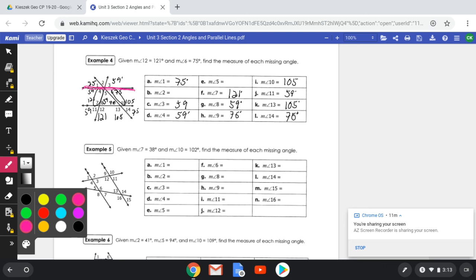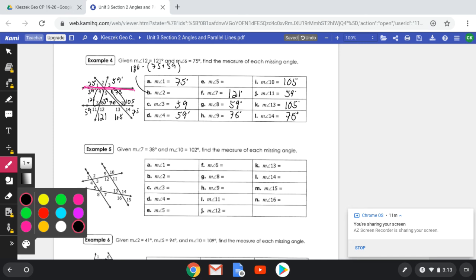Well, if I look here, this line is made out of these three angles, angles 1, 2, and 3. We already know angle 1 and angle 3, so to find angle 2, since it forms a straight line, I would take 180 minus 75 plus 59. So 75 and 59 is going to be 134, so 180 minus 134 gives me 46.